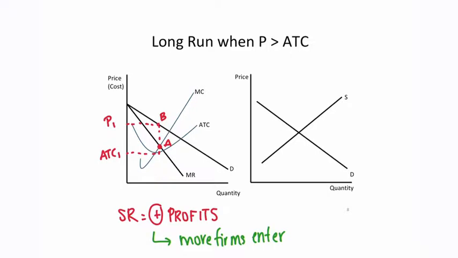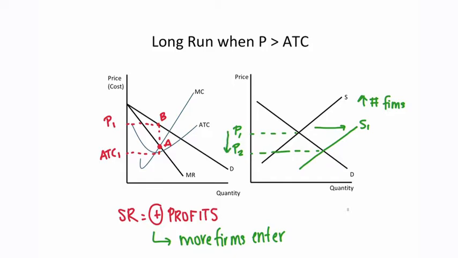So when this happens, we're going to have a shift out of the supply curve because we have an increase in the number of firms, an increase in the number of suppliers. So we move from a point such as P1 to a point such as P2. And this causes a downward pressure on the price.